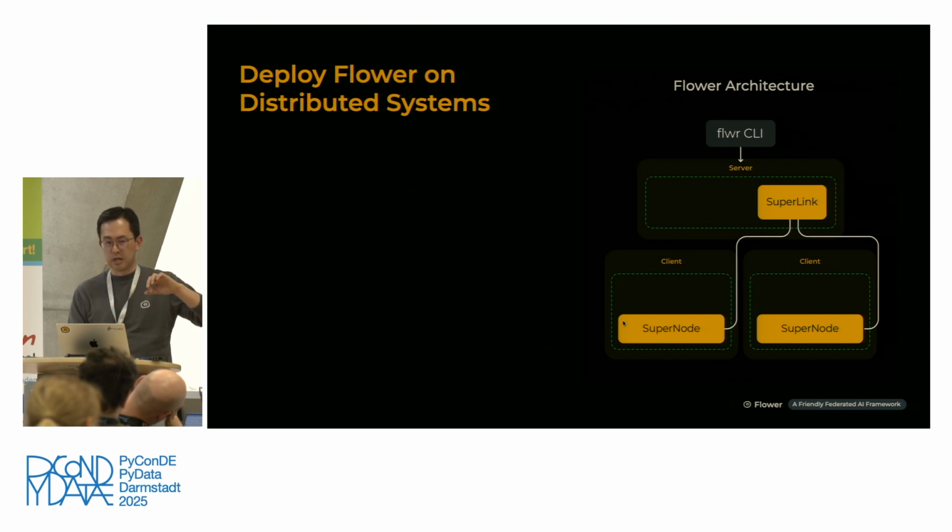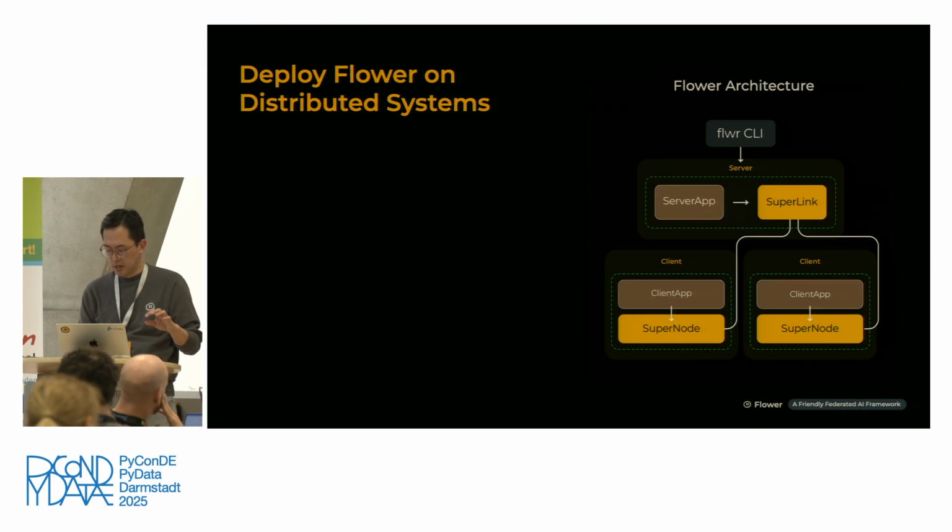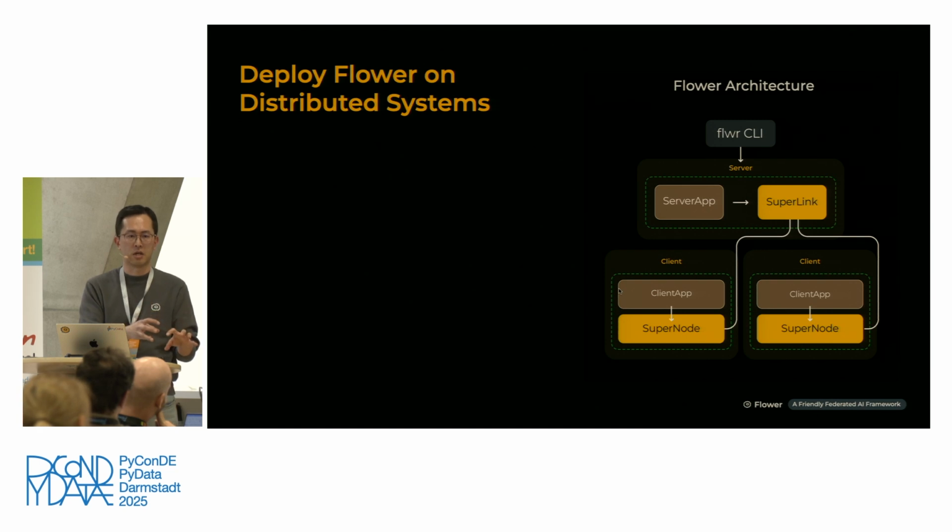So the supernode and the superlink are these long-living components of Flower that can be deployed in a very slim fashion on different resources, right? Just to recap, we have the server app process that runs on the server side and aggregates the model weights, and we have these client apps that send and receive messages from the supernode. The client app's purpose is to actually do the training on the client data itself, okay?